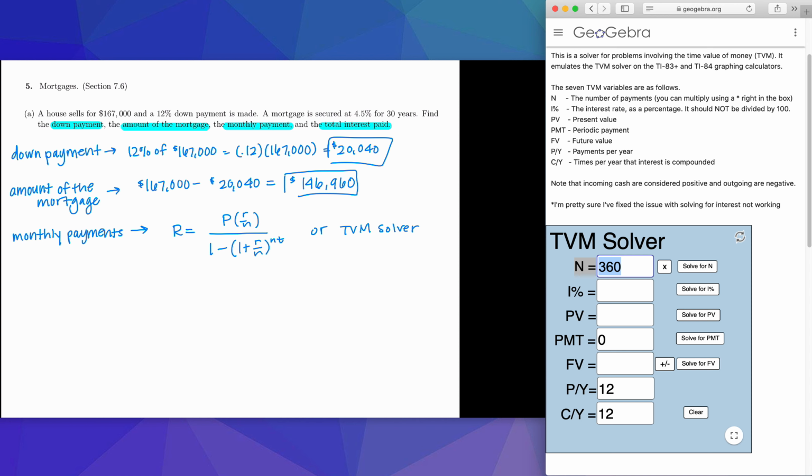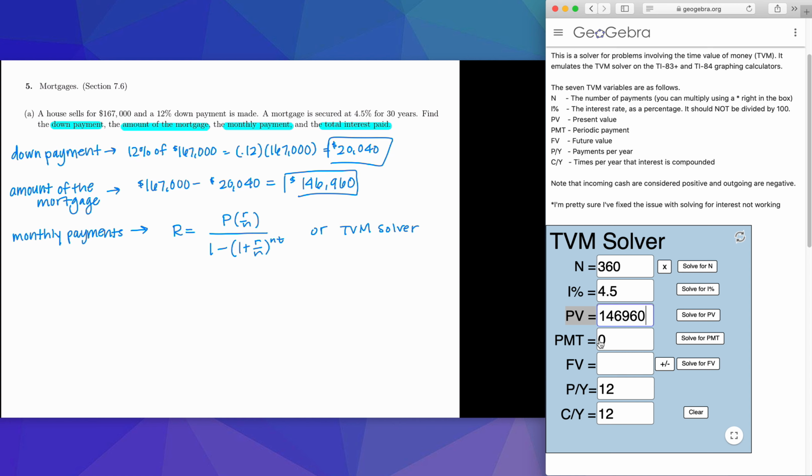I is the interest rate, and this is different than all the other formulas we use. Here, I don't want to change the interest rate to a decimal. I want to leave it as a percentage. So I'm going to type 4.5 because that is my interest rate for this problem. PV is my present value. That's sort of like my principal. That's where we're starting, and for this situation, that's going to be the amount of my mortgage. This $146,960 is the amount of my mortgage. That is my present value. So $146,960 will go in this box.